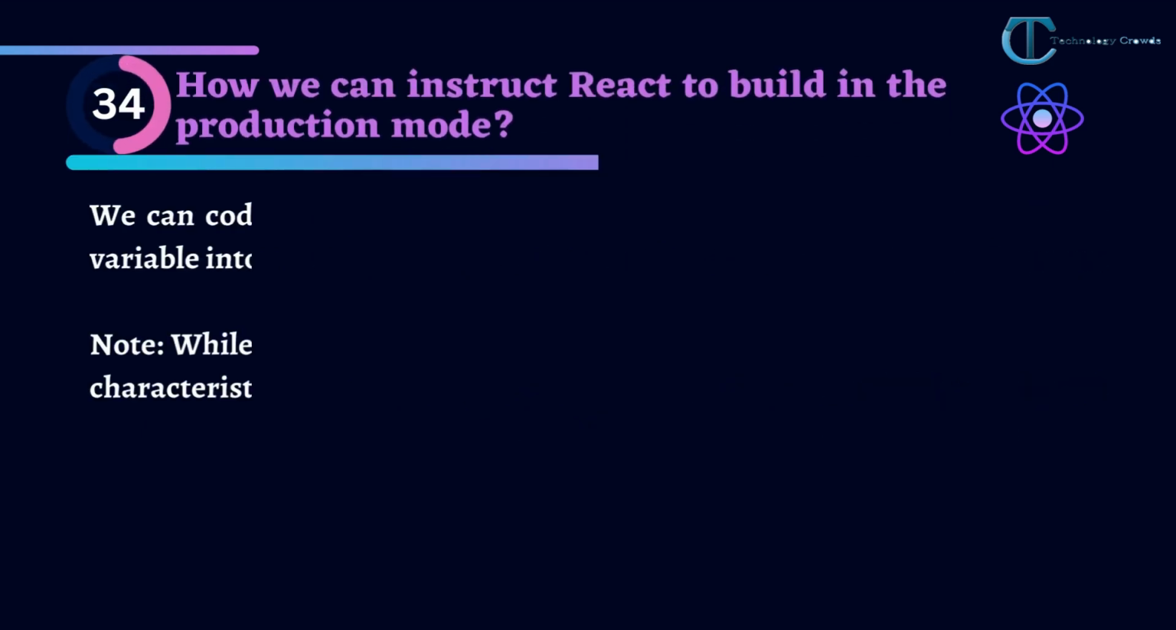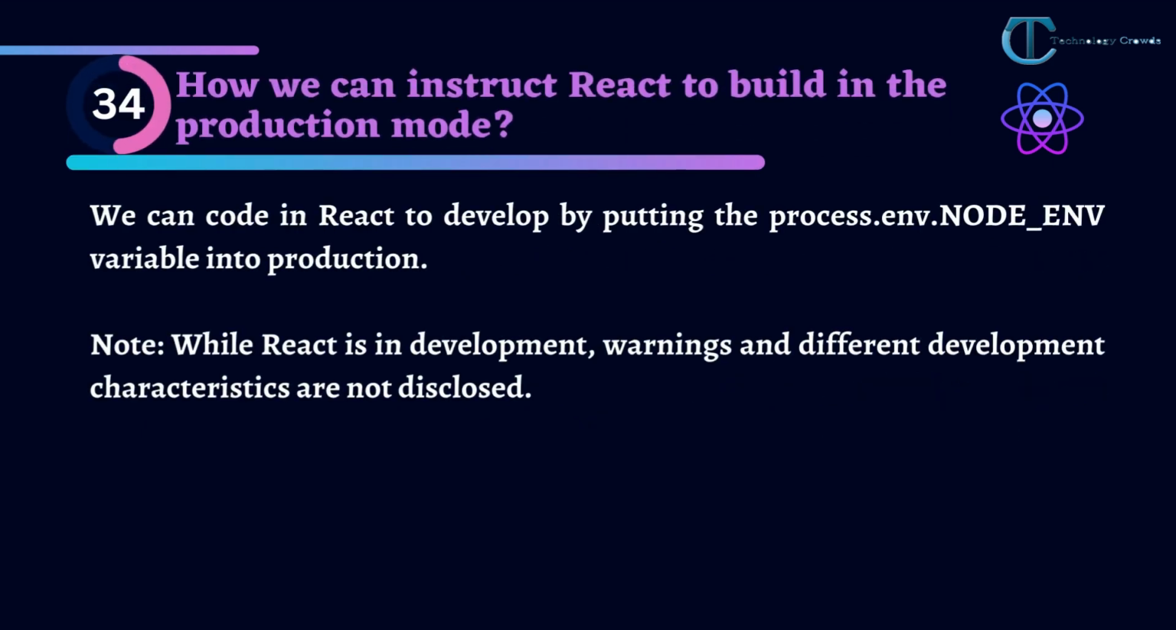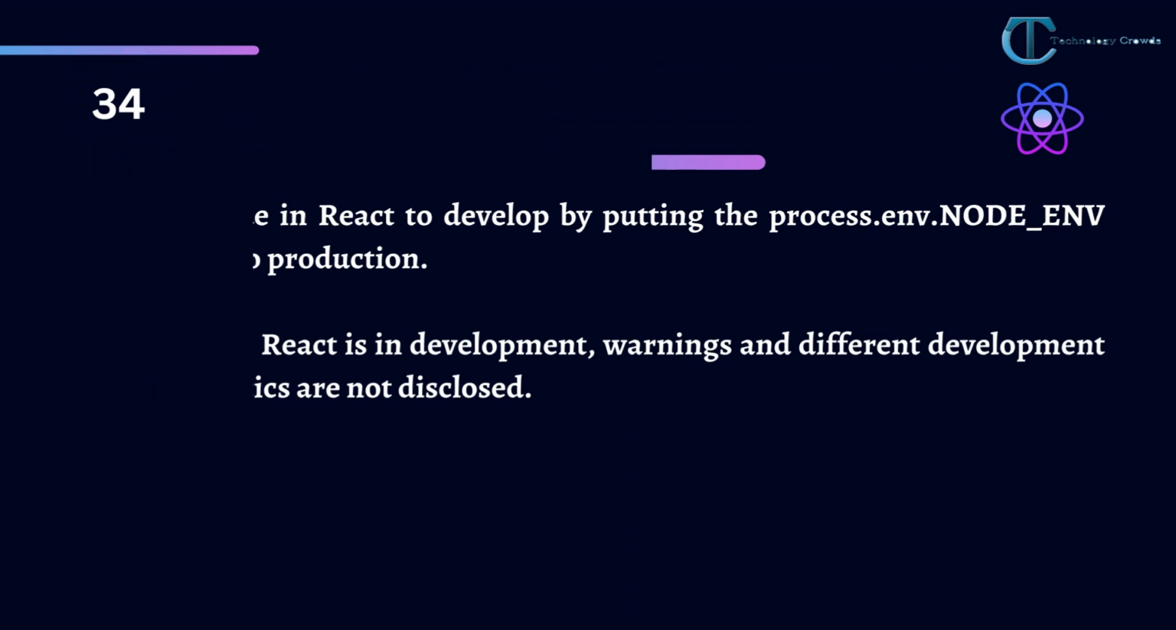34. How can we instruct React to build in the production mode? We can instruct React to build in production by setting the process.env.NODE_ENV variable to production. Note, while React is in development, warnings and different development characteristics are not disclosed.